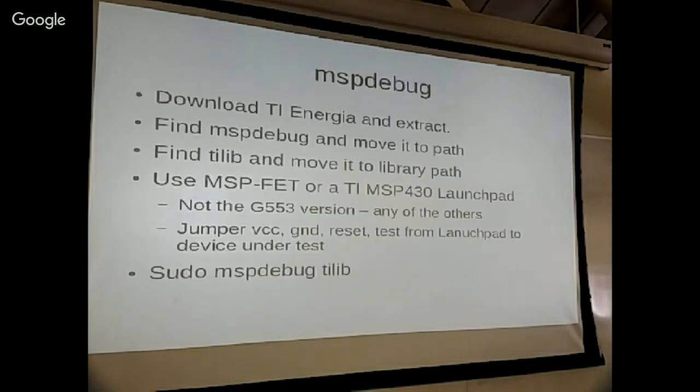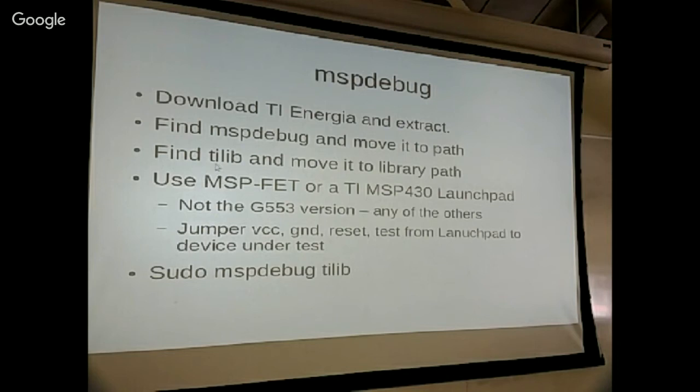So supposing you want to run this thing, you can download for free a TI software package called Energia, or however you pronounce that, and extract it. Now, there are many different versions of MSP debug out there, and if you just Google on this, you'll most likely get the wrong version. The way to get the version that works is you find that in this package here someplace and put it in your executable path. And if you run Linux, you can figure that out. If you run Windows, you're on your own, but you can do it.